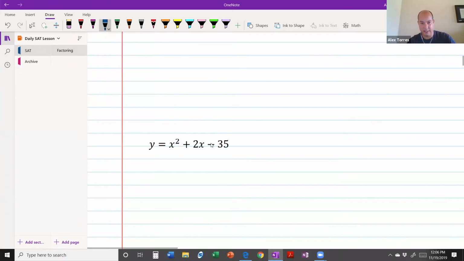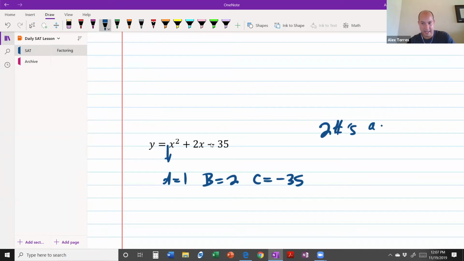We have number 1 in front of the x squared, so a equals 1. The next number is 2 when it's in the order of x squared and x and followed by the number. And the following number is negative 35. So we need two numbers that add to 2 and multiply to negative 35.